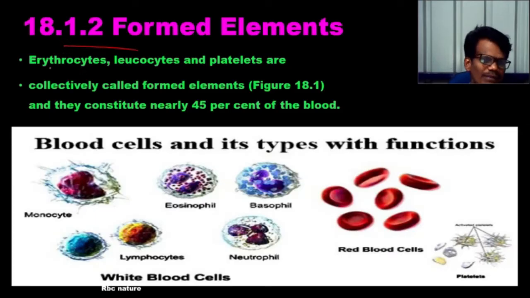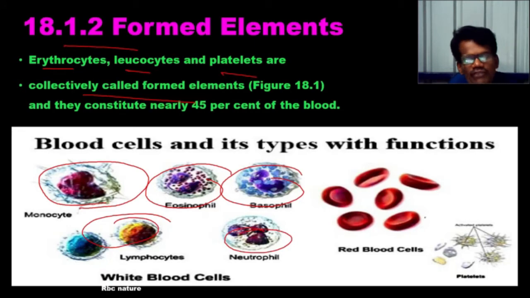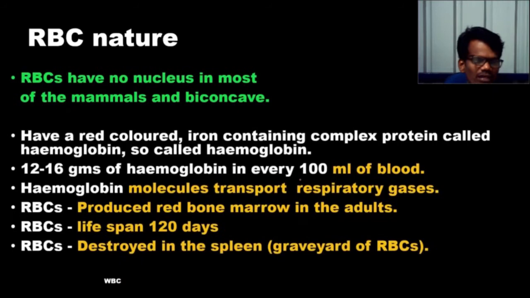The formed elements are erythrocytes, leukocytes and platelets. They are collectively called the formed elements. You can see from this figure, the formed elements are blood cells. They are monocyte, eosinophil, basophil, lymphocyte and neutrophil, then RBC, then platelets. We will see these formed elements one by one. First we will see about the RBC and its nature.